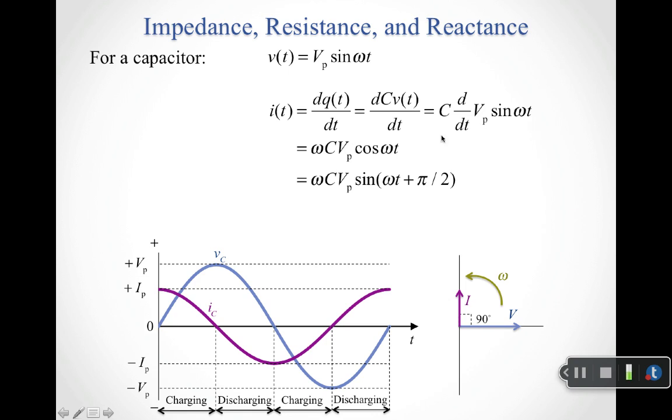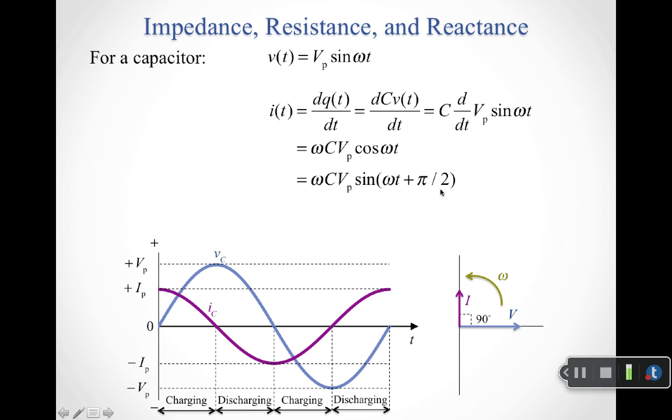Well, when I do that, the C is just a constant, so that comes out. The peak voltage is just a constant, so that comes out. I'm taking the derivative with respect to time of sine omega t, that's just cosine omega t, and then when I use my chain rule to take the derivative of my phase in here, I get another omega out front. So I end up with this expression. I'm going to reconvert this back to a sine curve, because now it becomes very explicit with this expression to see two things.